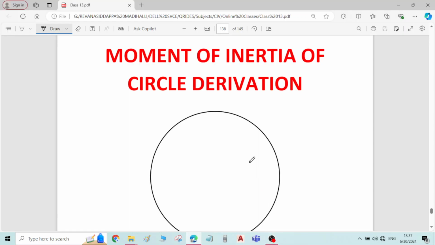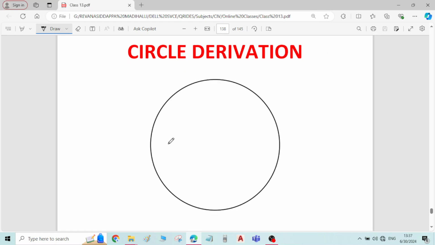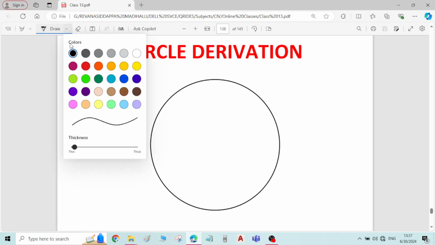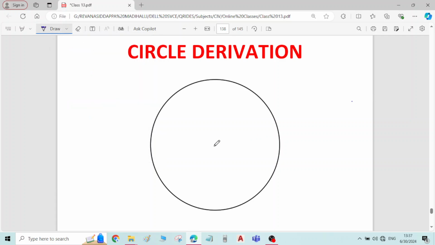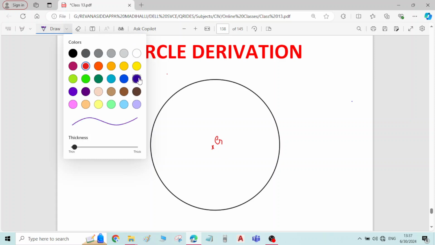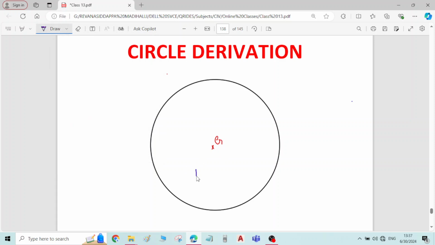Hi, in this video we will derive the equation for moment of inertia of the circle. For that I have considered a circle of radius r. Let me mark the centroid of the circle. G is the centroid of the circle, and let us assume capital R as the radius of the circle.